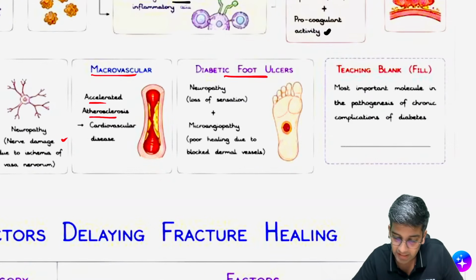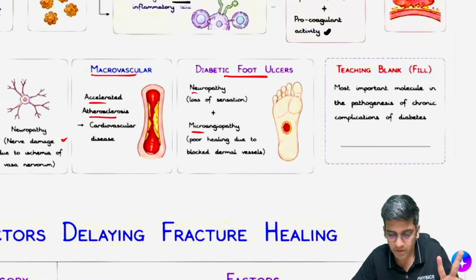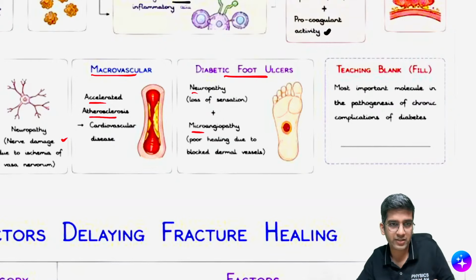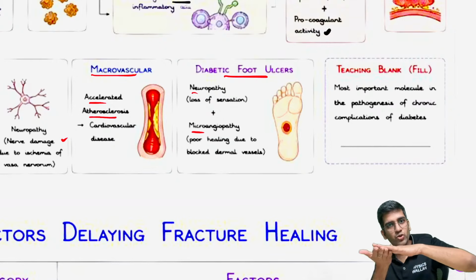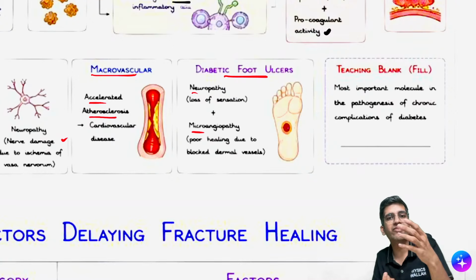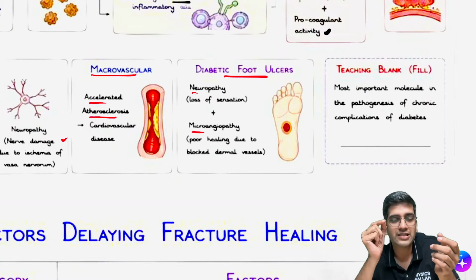Diabetic foot ulcers. Diabetic foot ulcers have two things. Neuropathy can increase the risk of ulcer because you walk and there's no sensation. A tiny prick, you won't even recognize. That's where the ulcer starts.